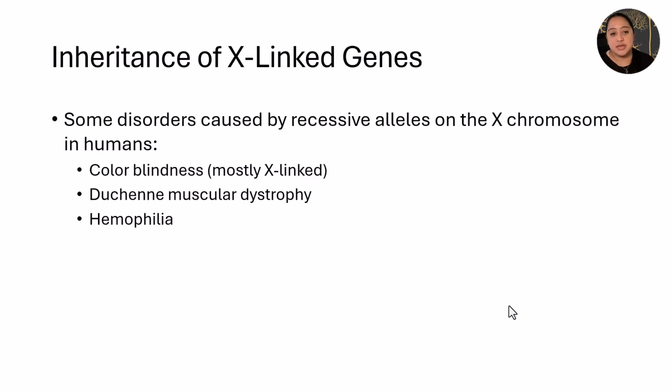So, for example, some disorders that are caused by recessive alleles on the X chromosome in humans, like I mentioned, colorblindness is mostly X-linked. There are some exceptions. And then there are other disorders like Duchenne's muscular dystrophy or hemophilia, where people are more likely to bleed because they have an absence or deficiency in blood clotting factors. So if somebody gets a cut, it's not going to stop bleeding as easily. So those are some other examples that are X-linked.